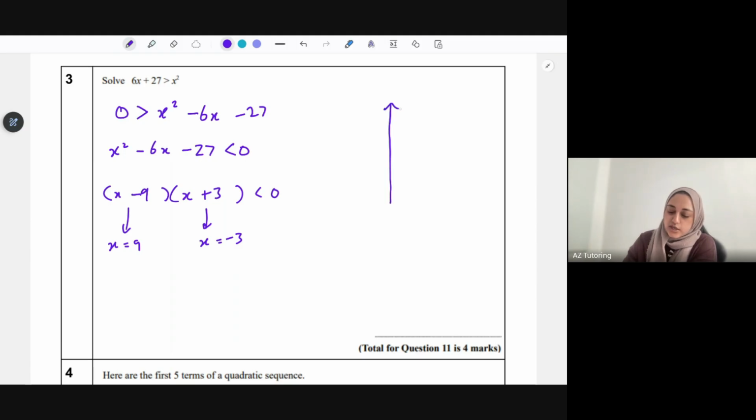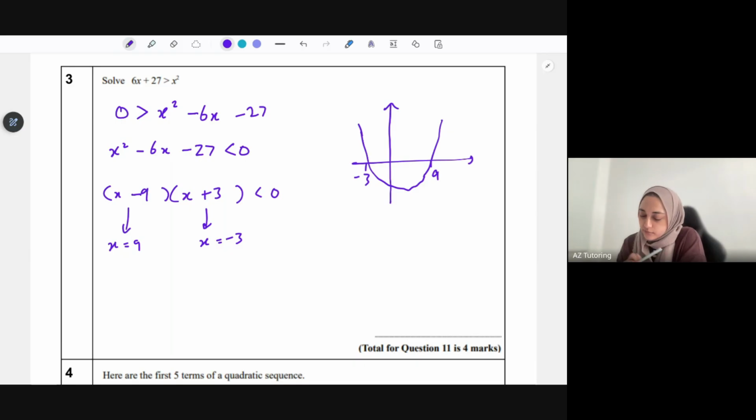And is this a U-shaped or an N-shaped graph? This is a U-shaped graph because x squared is positive. It looks somewhat like this. It's just a sketch, you don't have to be super accurate, but that's 9 and that's minus 3. We want it when it's less than 0. So remember, less than 0 is below the x-axis, so it's just this part here.